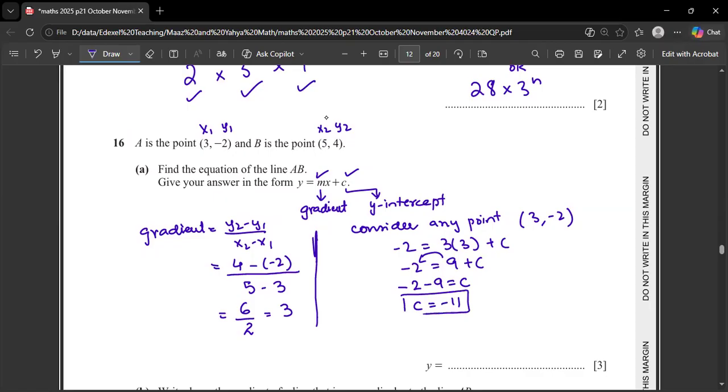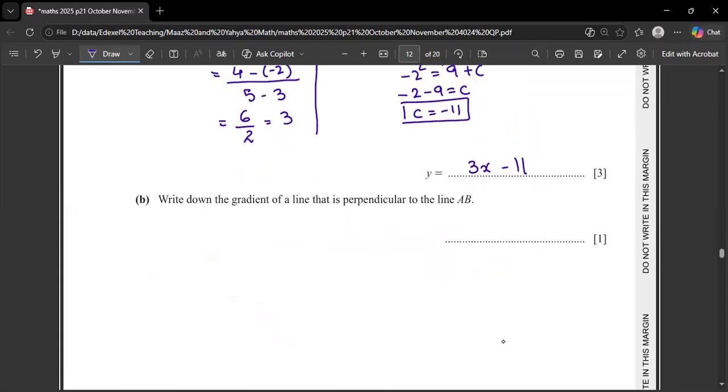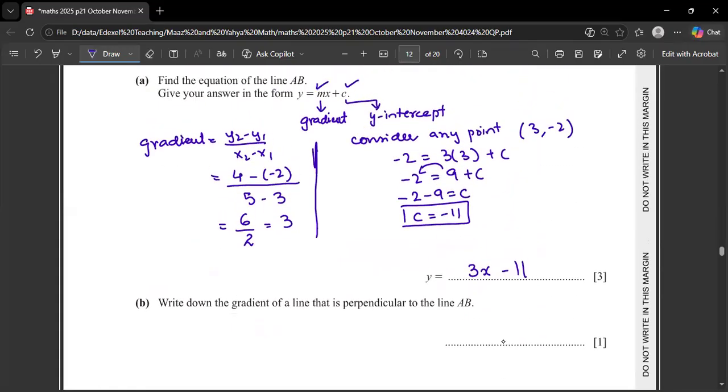Now we are going to finally write the equation in this form: y equals mx plus c, m is the 3, x is there, and c is minus 11. Right? Now we will discuss the gradient of the line perpendicular to AB. So it's going to be the negative reciprocal, and you can use this condition. Okay.